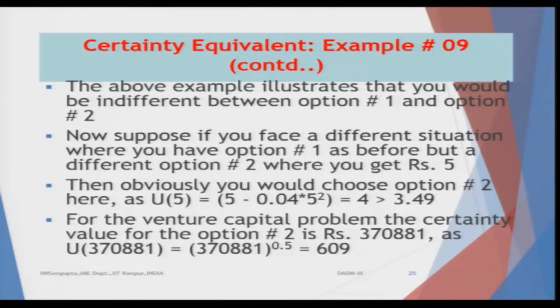So, 609 on the left hand side and 609 on the right hand side would give you a value of C, which should be kept on the table. 609 is the actual value that will be coming out. Based on that, you find C to be 370881.